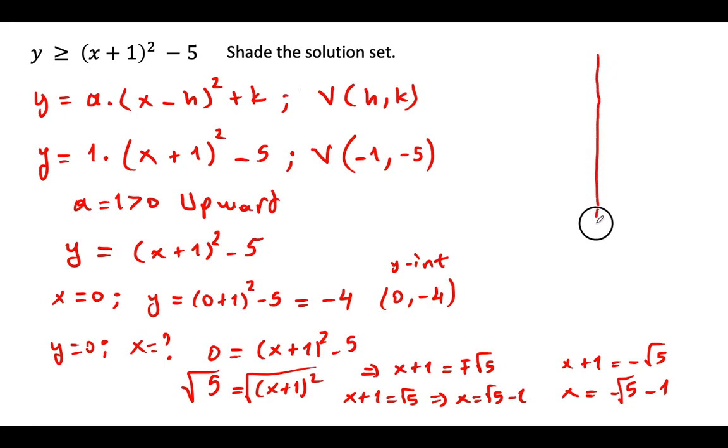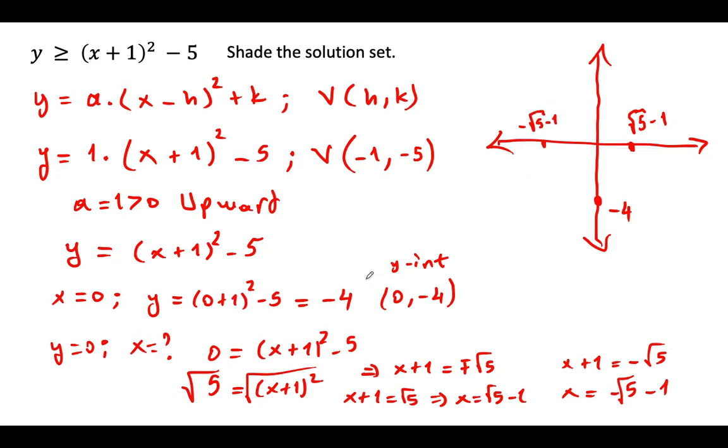Now the graph. We are drawing the first thing, the x and y intercept. X is 0, y is negative 4. So let's say it is here. Now, x is root 5 minus 1. Where is root 5 minus 1? Approximately, if this is root 4, the result is 2 minus 1, which is 1. So this is greater than 1, somewhere here. So let's say this is root 5 minus 1. What about negative root 5 minus 1? If this is root 4, negative 2 minus 1 is negative 3, so it will be something here. So let's say negative root 5 minus 1.